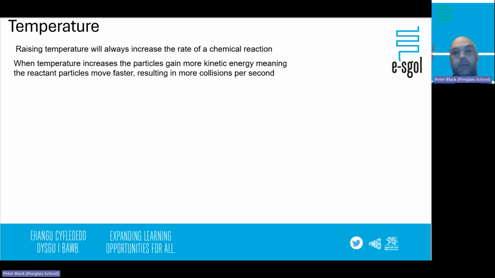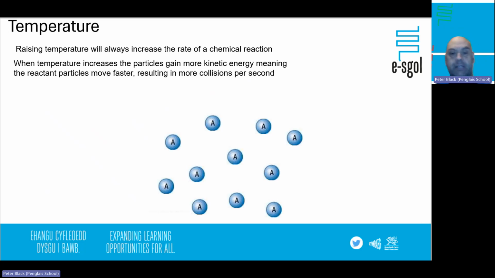So higher temperature, particles have more kinetic energy, the particles are moving faster, and that results in more collisions per second. Okay, so I've got a little example here just to show you. If we look here, we've got a reactant A, and we've got our particle B, just one particle of B, and this is a low temperature. You can see our particle just moving along slowly, and it's colliding, giving that a number with particle A.